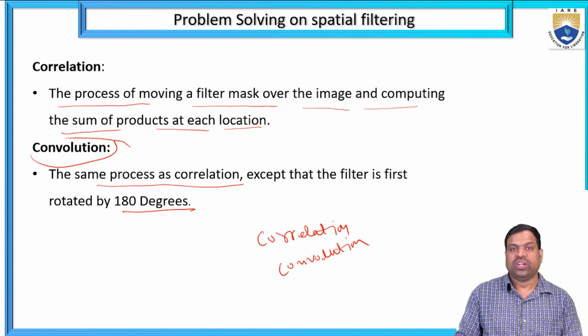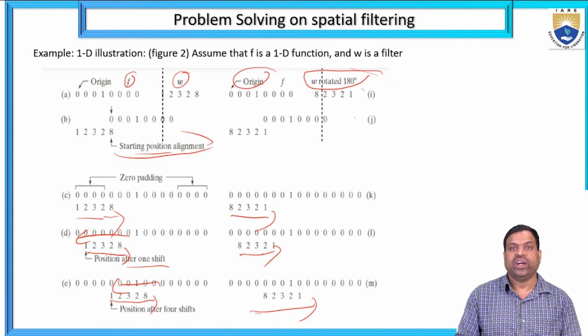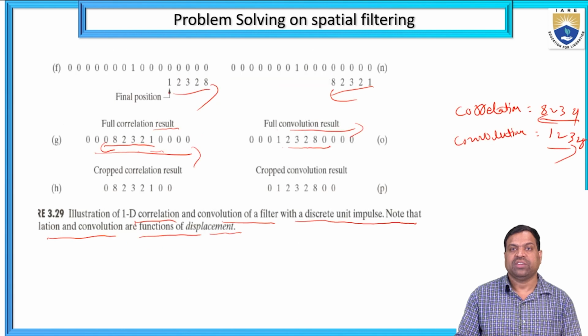So what are correlation and convolution? Correlation is the process of moving a filter mask over the image and computing the sum of products at each location. And convolution is the same process as correlation, except that the filter is rotated by 180 degrees. Okay, it is a 1D filter with W as the filter, and we apply correlation and convolution to that.